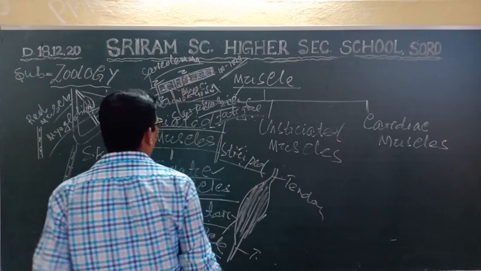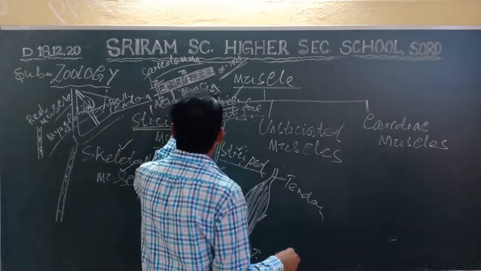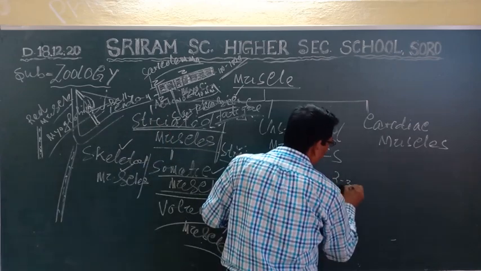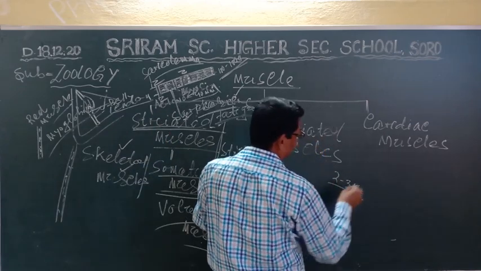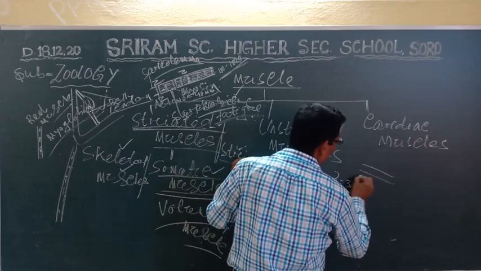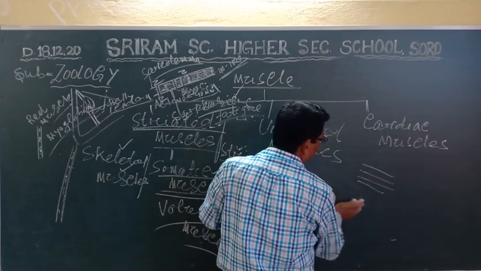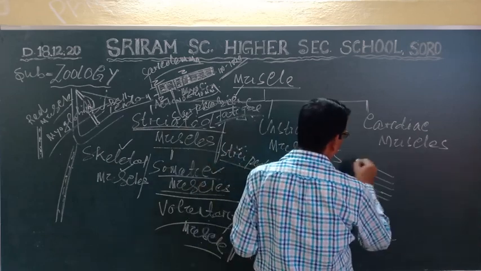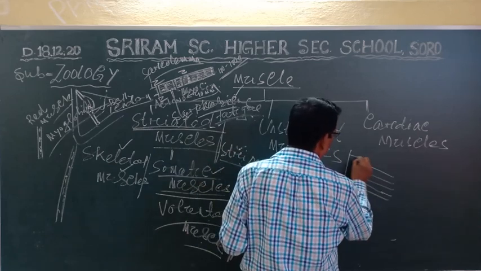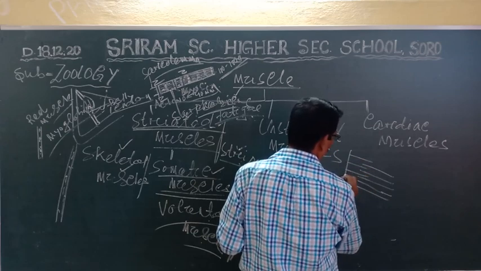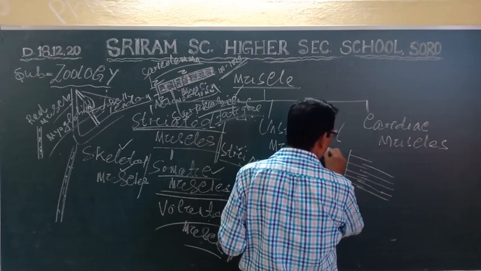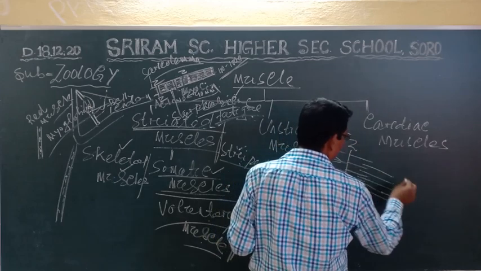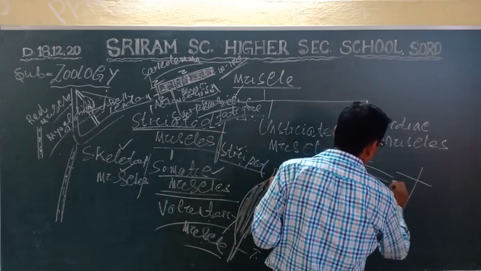Clear? That one sarcomere is about 2 to 3 microns in length. And one sarcomere consists of one dark band and 2 half light bands. So this is the light band and this is the Z line, and also this is the Z line.